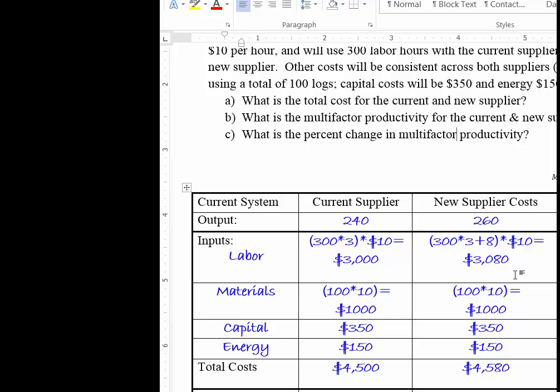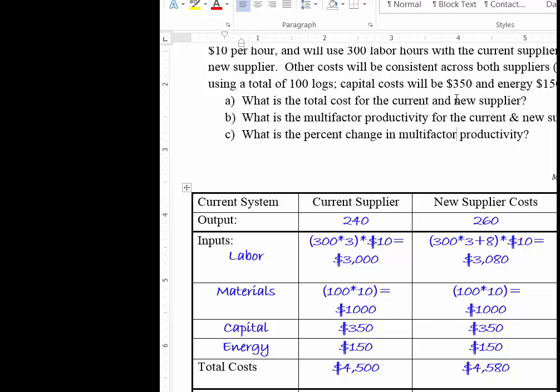So what we want to do is see if it's worth it for us. It's essentially we're going to pay $80 more, but we're going to get 20 more units. And so we want to see, is it really worth it to switch from this supplier to that supplier? So we calculate the materials. We know we need 100 logs, each cost $10. That's $1,000 for both of these.